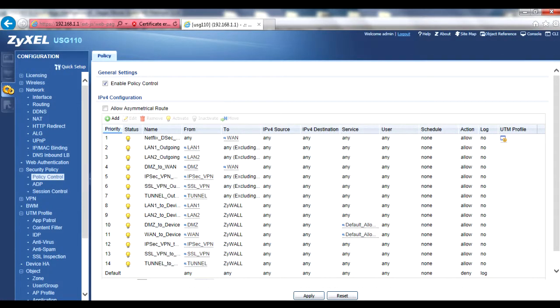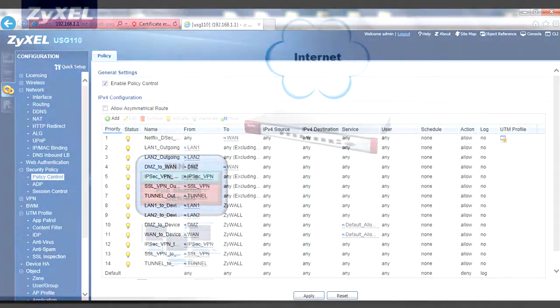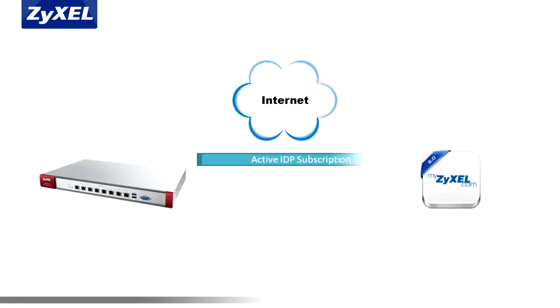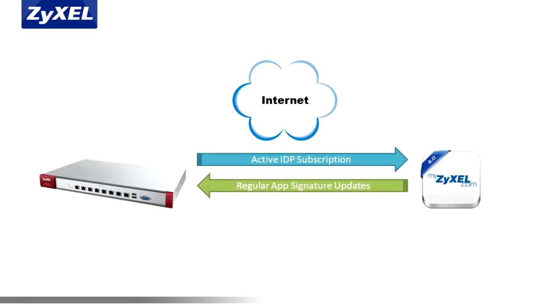Using these two methods, or a mix of the two, it's even possible to perform very granular actions on a single program. For example, you could prioritize bandwidth on MSN Instant Messenger but then block its file sharing functions to protect the company from liability. And as long as you have an active IDP license, the signatures used for these functions will evolve to allow you to manage the latest applications being used on the internet.